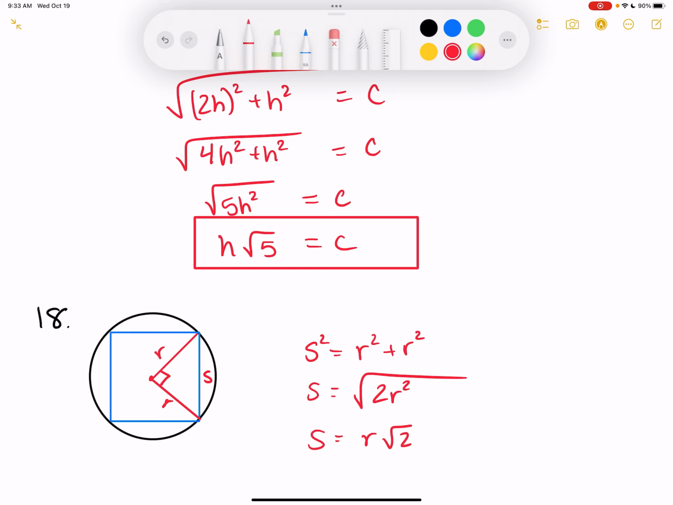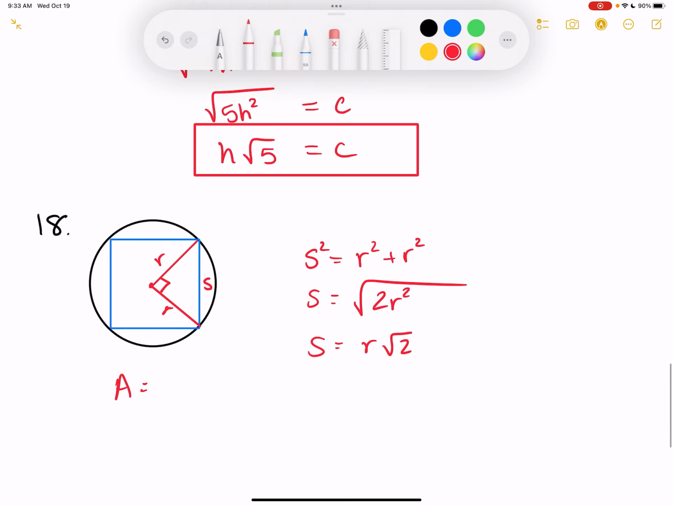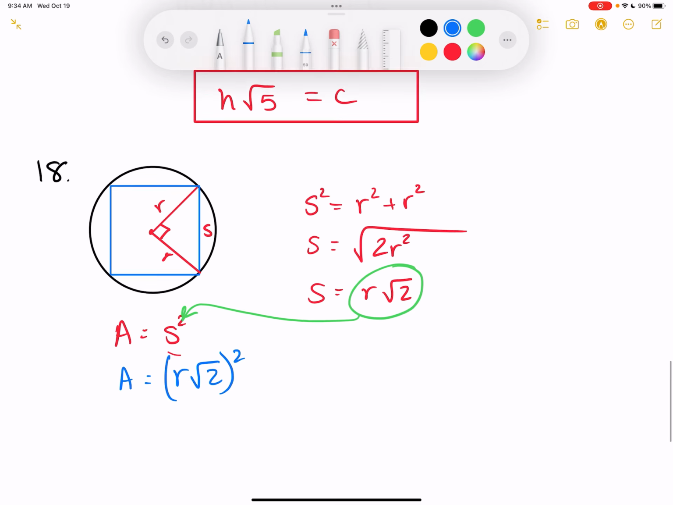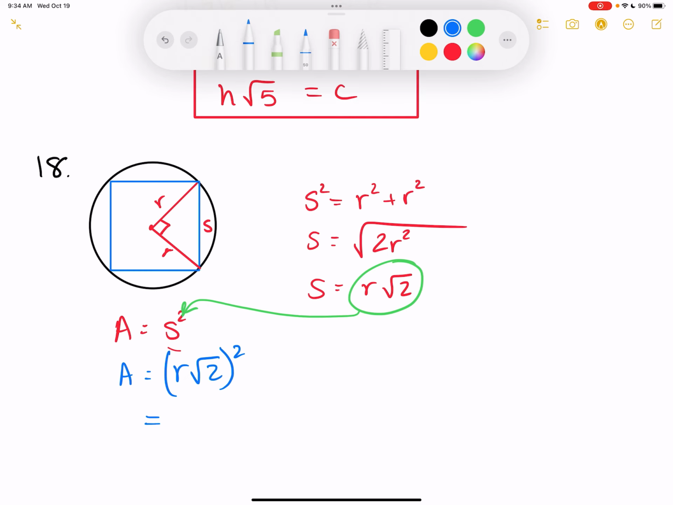But that's not what it asks for. It wants to know the area of the square as a function of the radius. So, what is the area of a square in general? Side squared. So if I square this whole thing, area equals side squared. I'm replacing this with this. So I have area equals (r times the square root of 2) squared, which is equal to 2r squared.